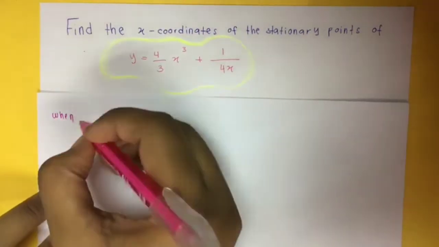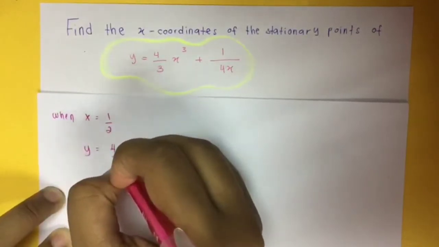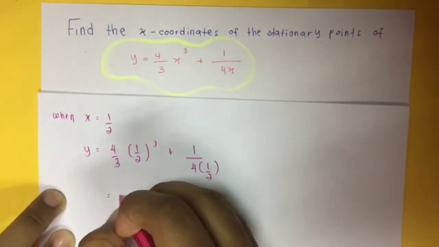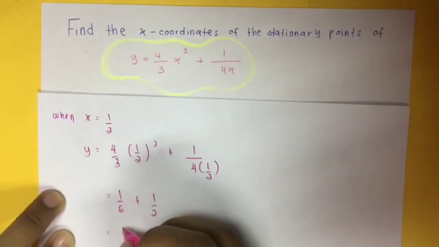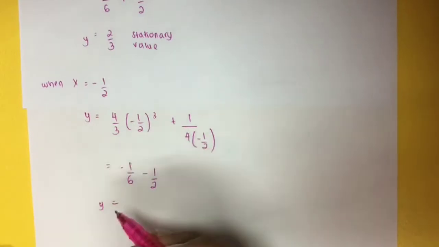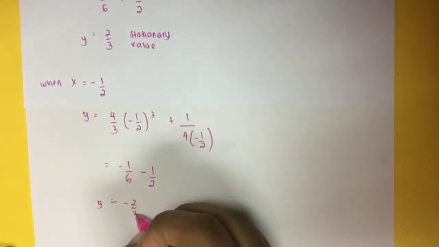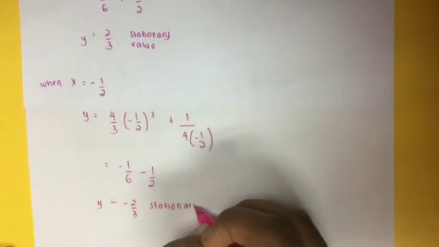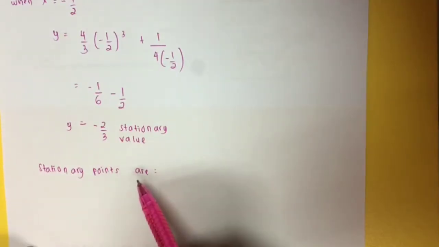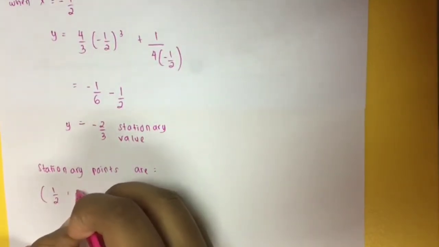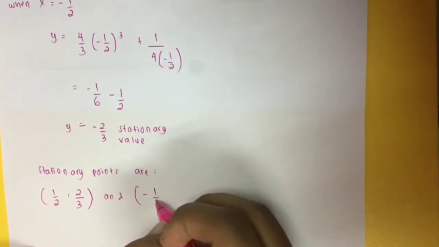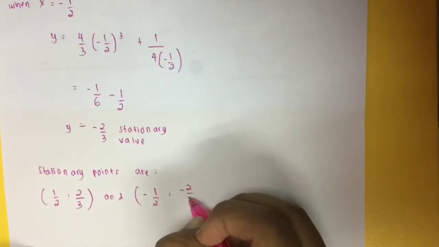We will substitute the value of x into the original equation to obtain the stationary value. When x equal to 1 over 2, the answer will become 2 over 3. When x equal to -1 over 2, the answer will become -2 over 3. These are the stationary values. Finally, we obtain the stationary points, which are x equal to 1 over 2 and y equal to 2 over 3, and the next point, which is x equal to negative 1 over 2 and y equal to negative 2 over 3.